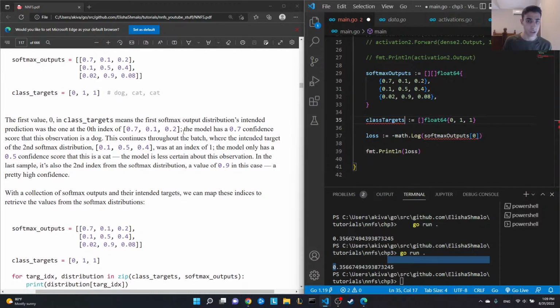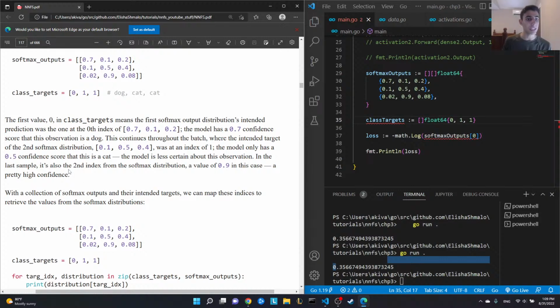softmax output distribution intended the prediction was the one at the 0th index. So this is the one that we're going to be looking at. The model has a 0.7 confidence score that this observation is a dog. This continues throughout the batch, where the intended target of the second softmax distribution, so these guys, the second one, was an index of 1. That was the intended one. The model only has a 0.5 confidence that it was the intended thing. The model is less certain about this observation.